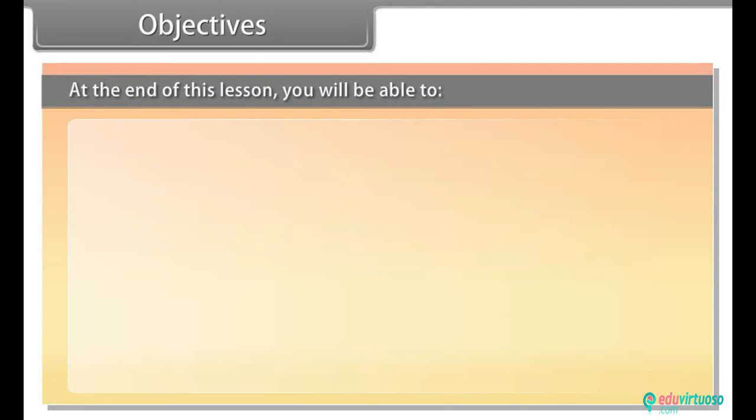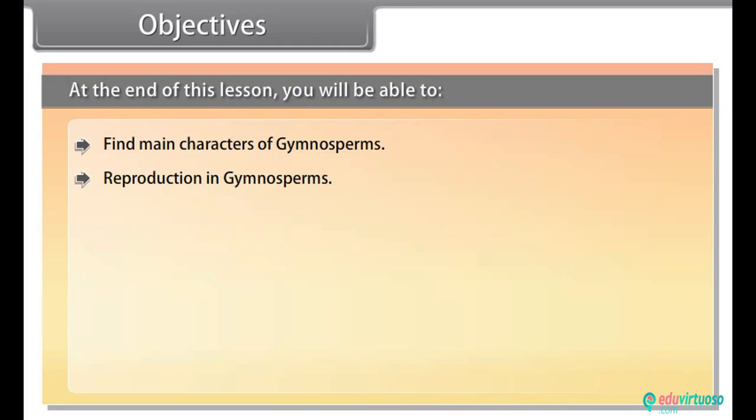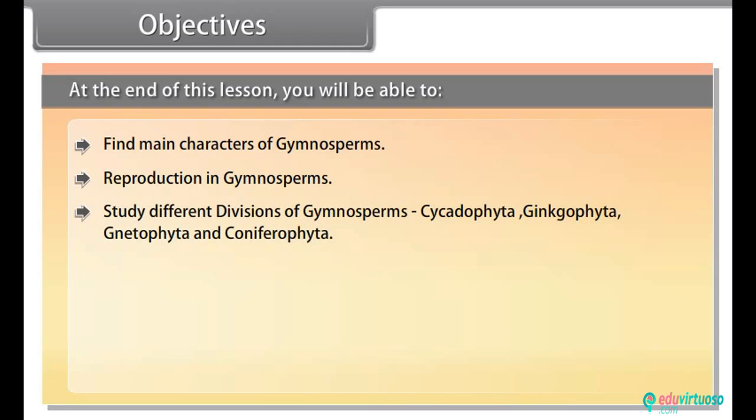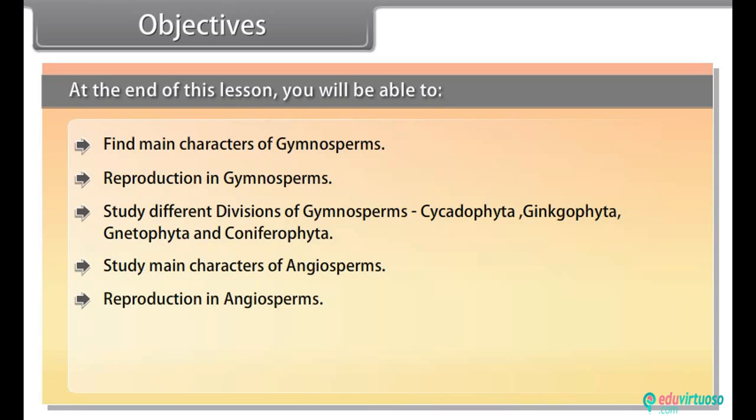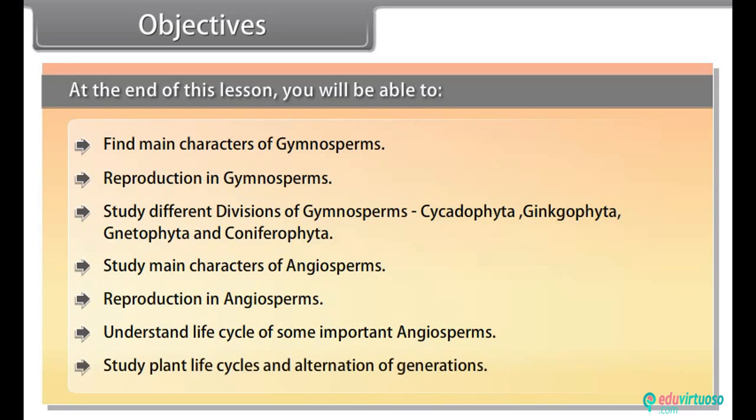Objectives. At the end of this lesson, you'll be able to find main characters of gymnosperms, reproduction in gymnosperms, study different divisions of gymnosperms, Cycadophyta, Ginkgophyta, Gnetophyta, and Coniferophyta. Study main characters of angiosperms. Reproduction in angiosperms. Understand the life cycle of some important angiosperms. Study plant life cycles and alternation of generations.